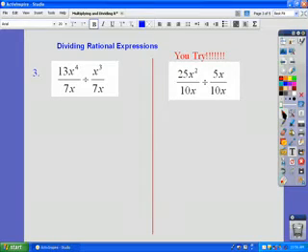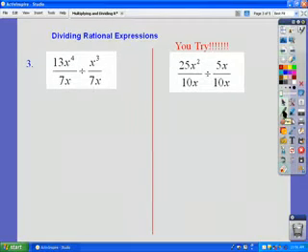Okay, dividing rational expressions now. Check it out. Dividing rational expressions is exactly like multiplying rational expressions with one exception. All we're going to do is take this second fraction, and we're going to use the reciprocal. In other words, flip it over.